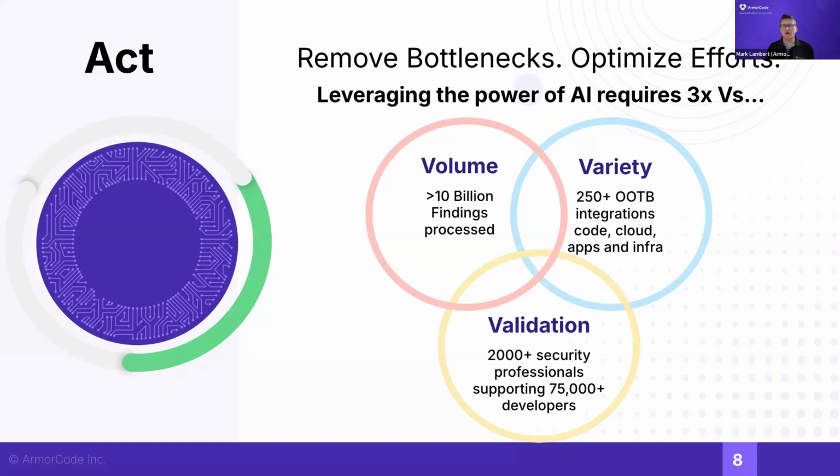So when I talk about volume, I'm talking about the amount of findings that we've processed, the amount of findings that we've been able to gain insights from. And at ArmorCode now, we've tipped over the 10 billion number of findings that we've processed.